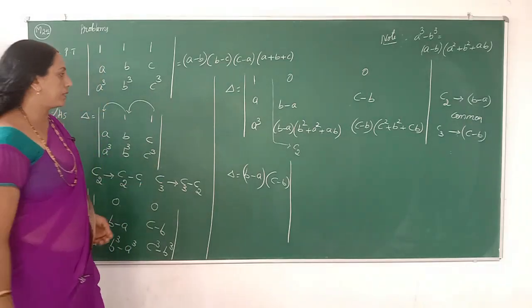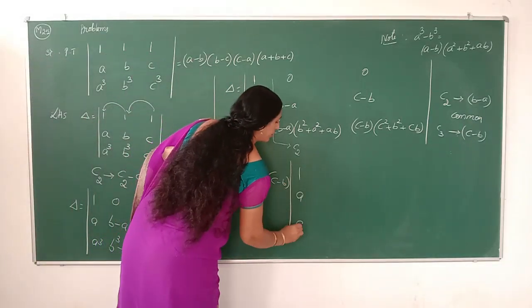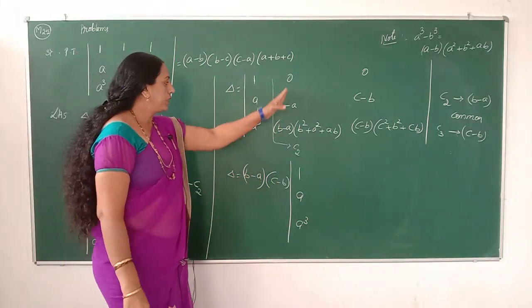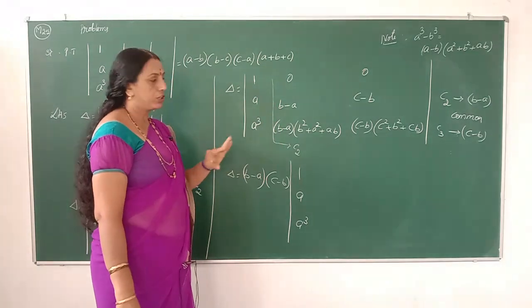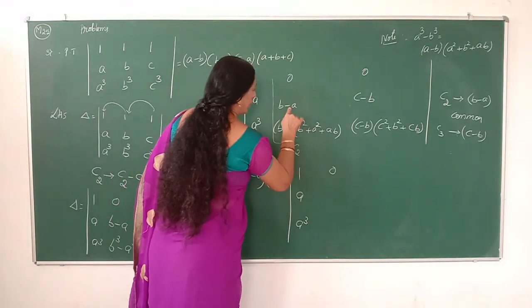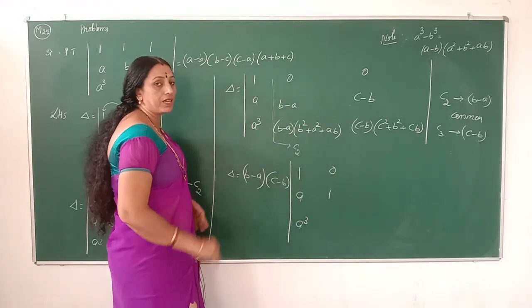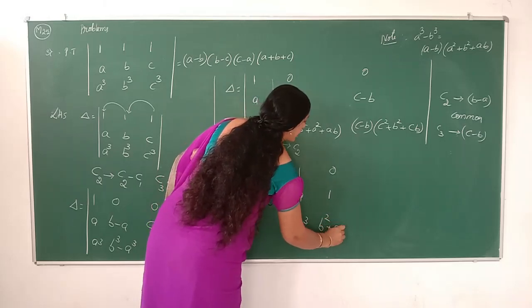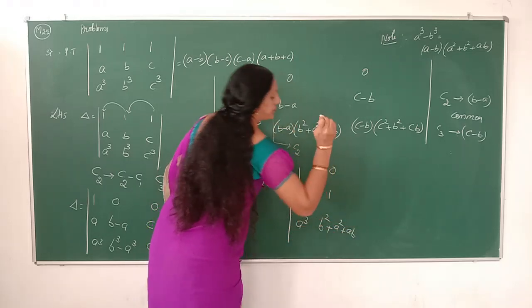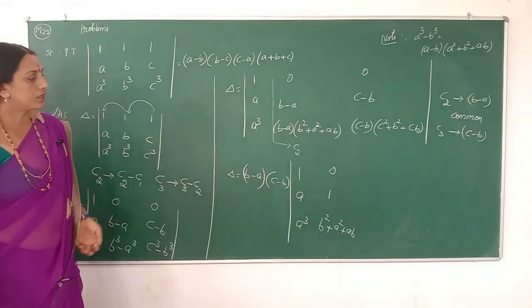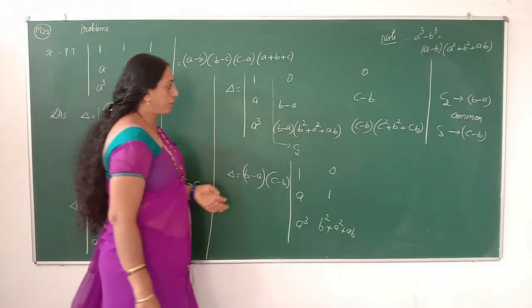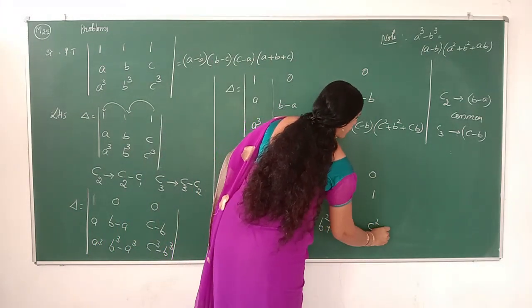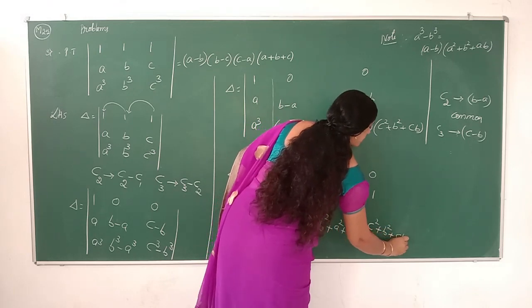what about the remaining? In the first column, the elements do not alter: 1, a, a cube. But in the second column, b minus a is now a common factor. What about the remaining? 0, and in place of b minus a, it is 1 after taking out the common factor, and in the third element, b square plus a square plus ab. Similarly, in the third column, c minus b is now a common factor. What about the remaining? 0, 1, and c square plus b square plus cb.